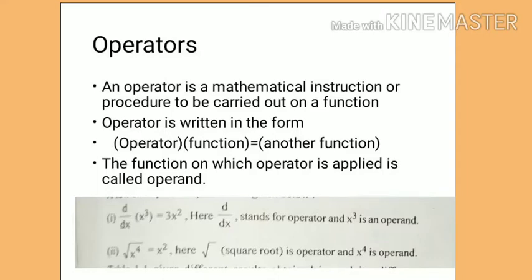Another example of an operator is square root. Square root is here the operator, and x^4 is an operand, because square root is applied on the function x raised to power 4, and we get x square as another function as a result.